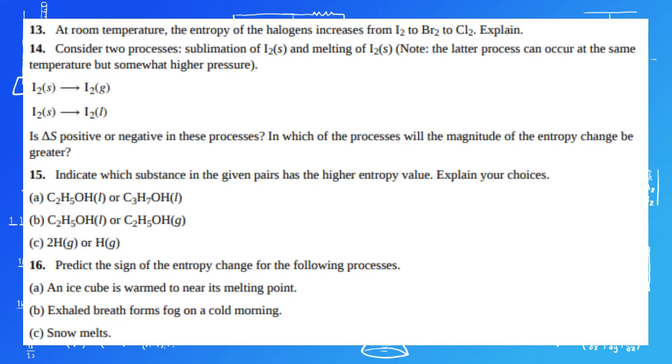15, indicate which substance in the given pairs has the higher entropy value. Explain your choices. We've got C2H5OH or C3H7OH. For this you would need to know a bit of organic chemistry, but it's C3H7OH because the molecule itself has more possible arrangements.